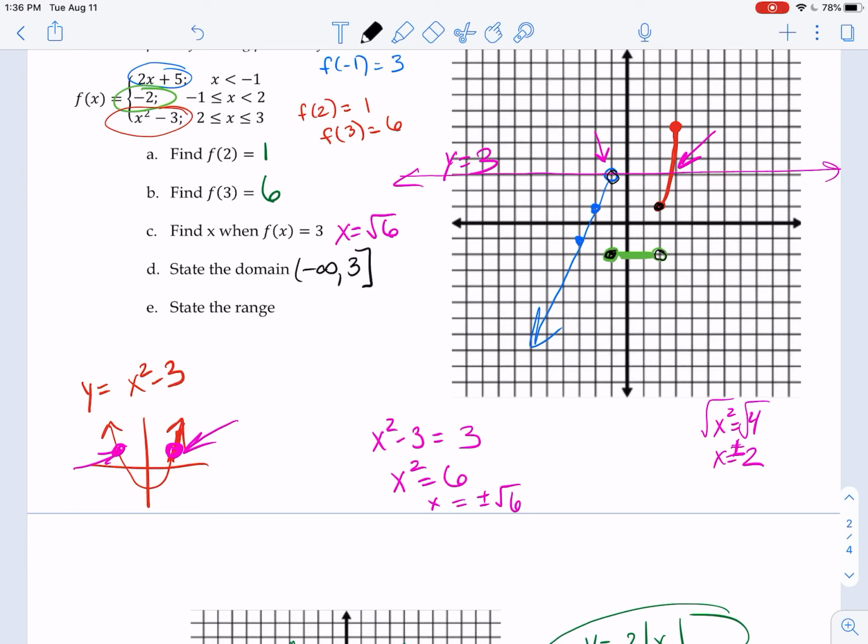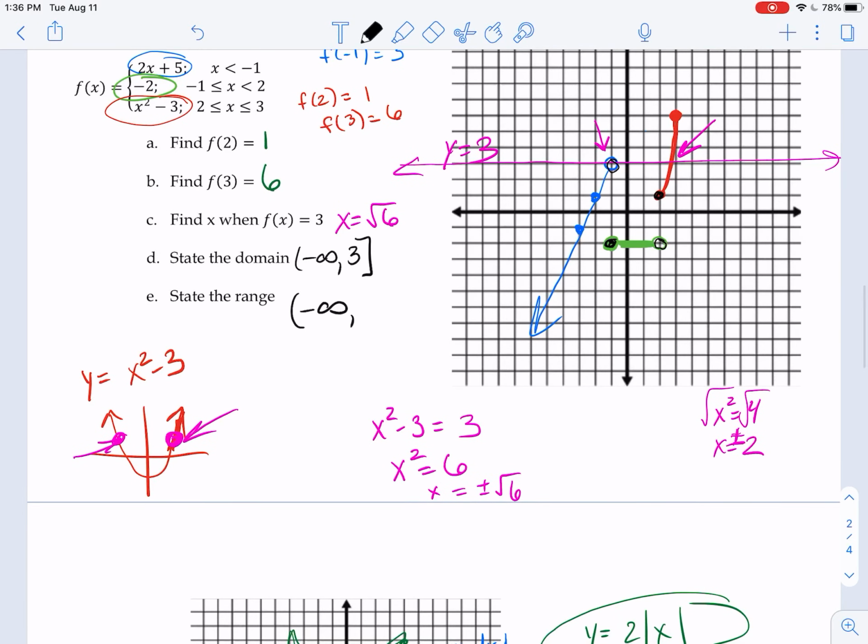State the range. Well, we go as low as -infinity, and we come as high. And notice this gap is taken care of here. So we're going to go all the way up to, what is that? I think 6. We include that, and we're done.